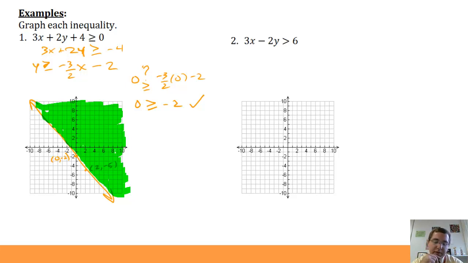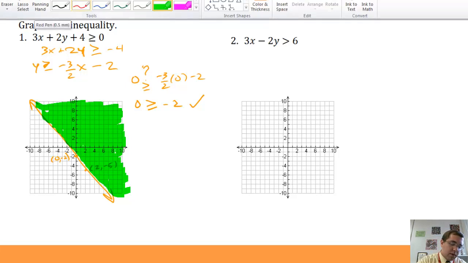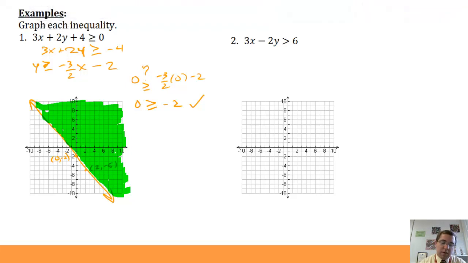Number 2, 3x minus 2y is greater than 6. So, again, I like to see it in slope-intercept form. Or let's graph the x and y intercepts. The x-intercept will happen when y is 0, so that would make x equal to 2. So the point 2, 0. The y-intercept will happen when x is 0, which would make y equal to negative 3. Right there. 0, negative 3.